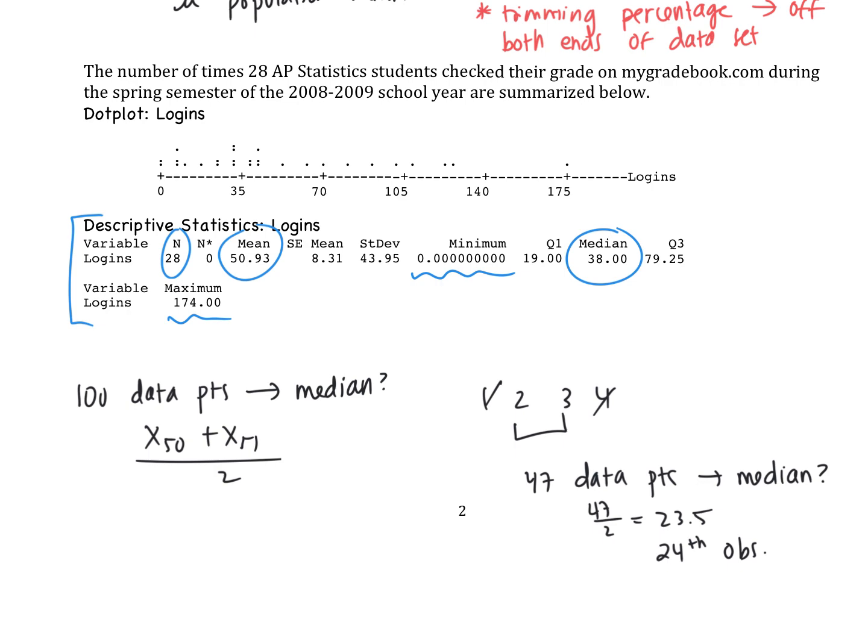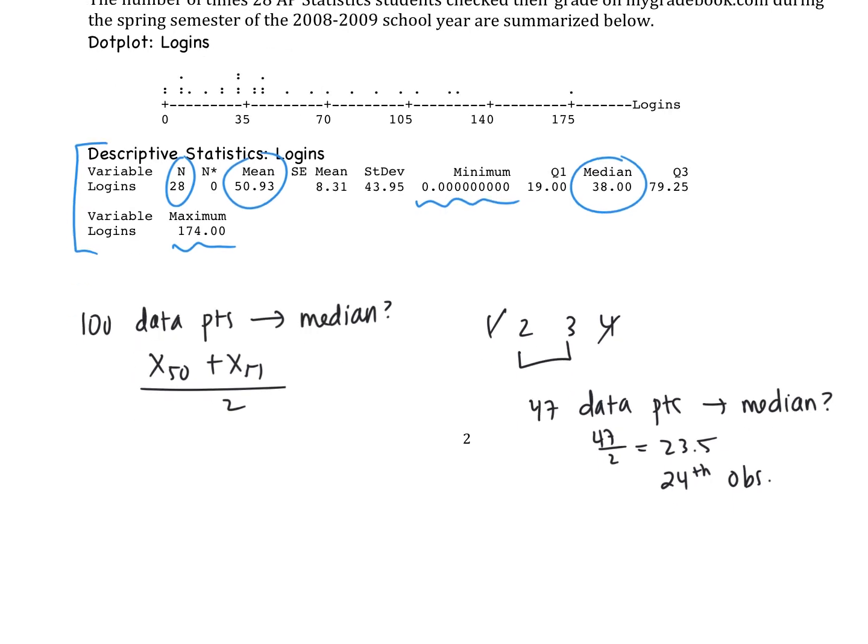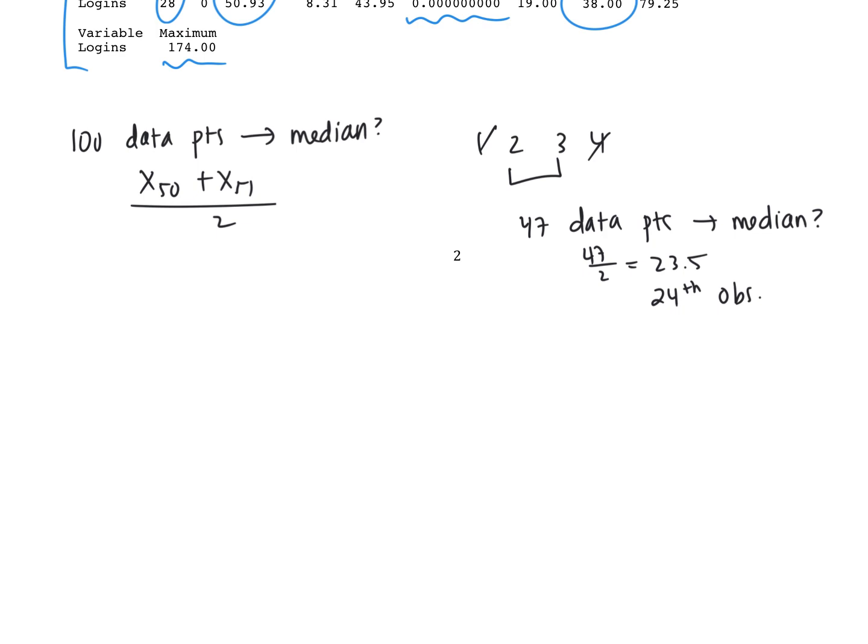There was one more thing about measures of center that I forgot we need to talk about real quick. I already said this, but I want us to write it down. Mean is affected by outliers.